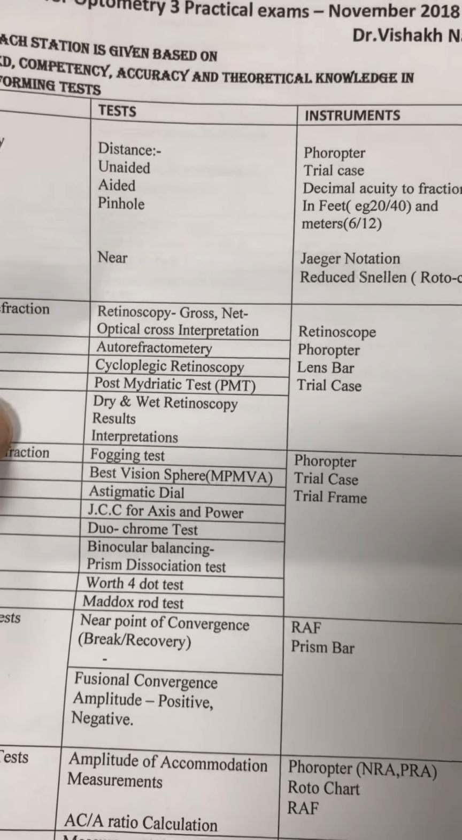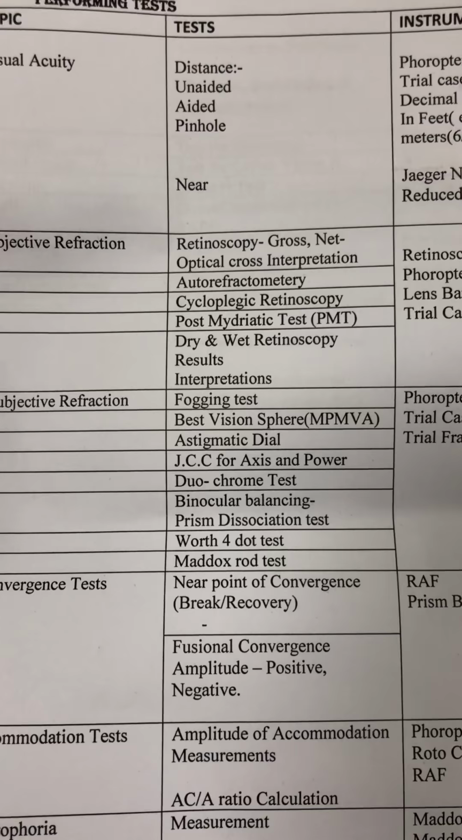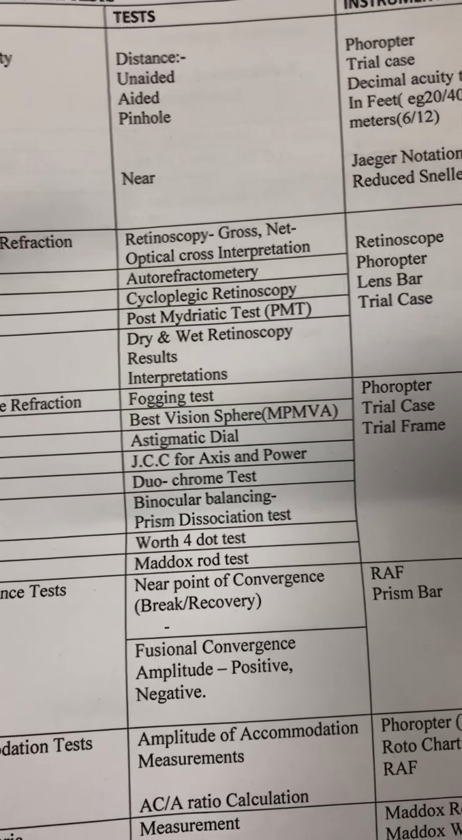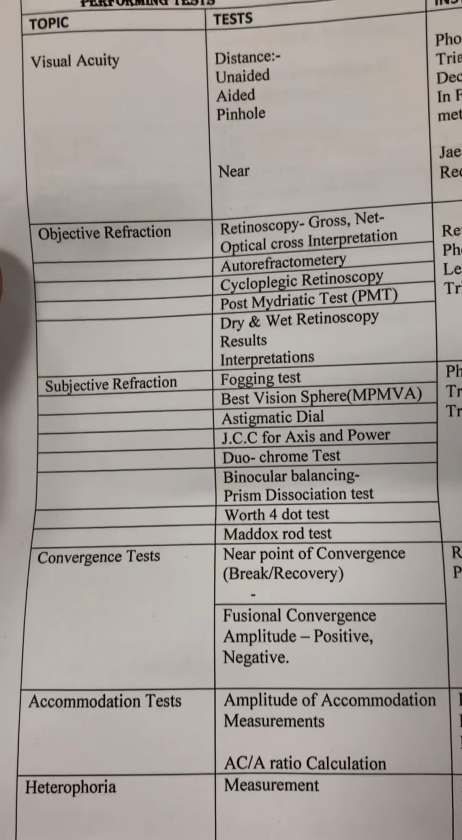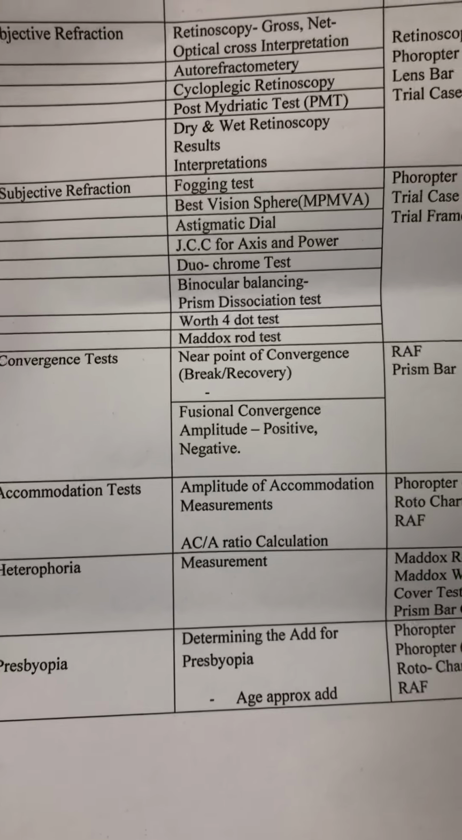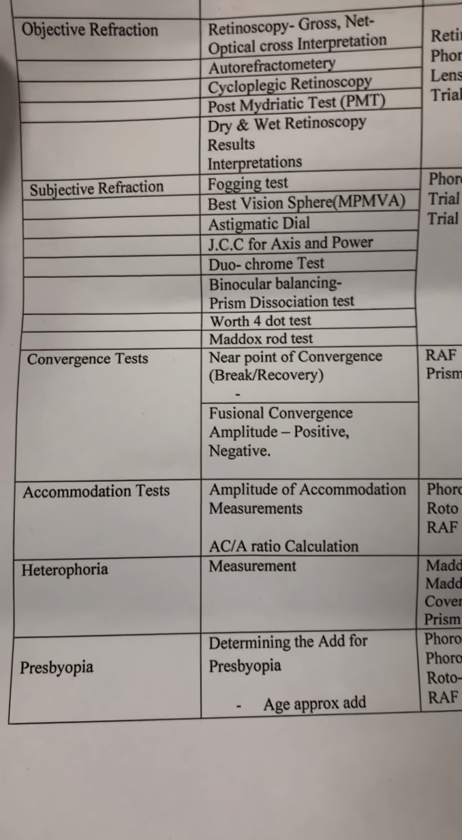Subjective refraction, the steps: fogging, maximum plus for best vision sphere, astigmatic dial, JCC for axis and power, duochrome test, binocular balancing, Rutherford dot test, Maddox rod test. All these things we can do during the subjective refraction, which we did many times. Okay, any doubt here?